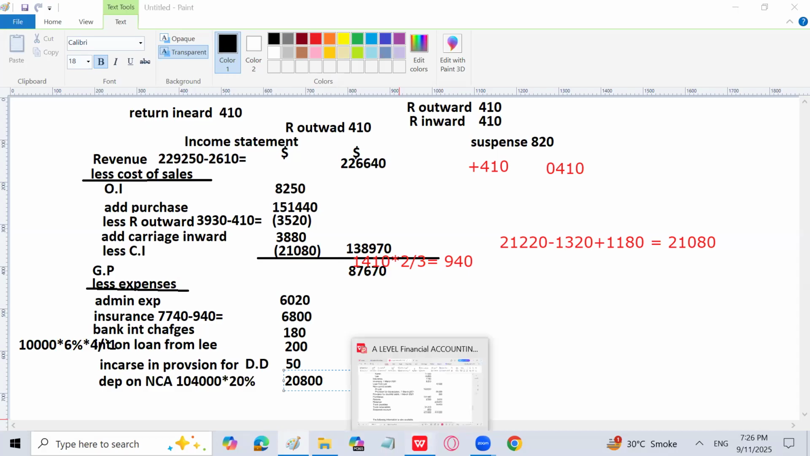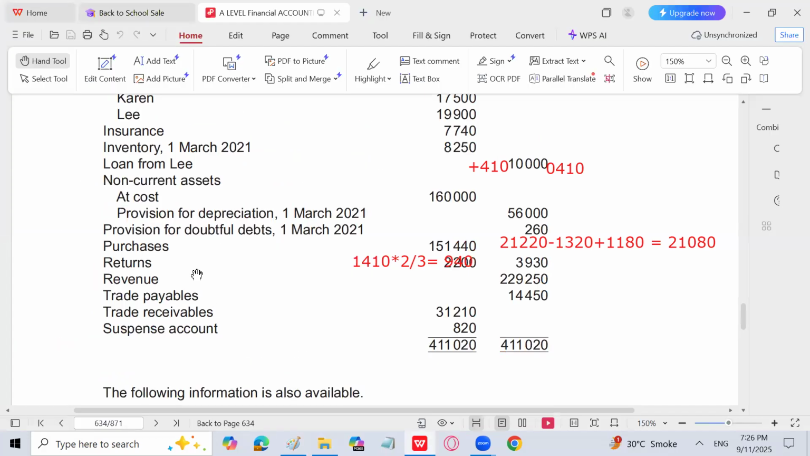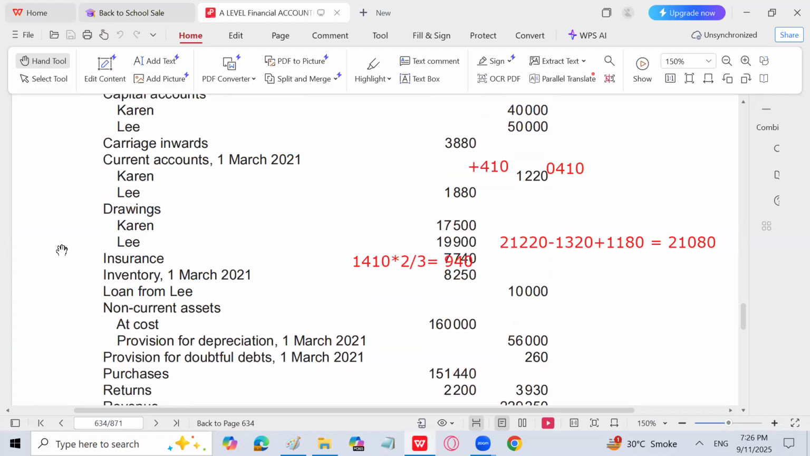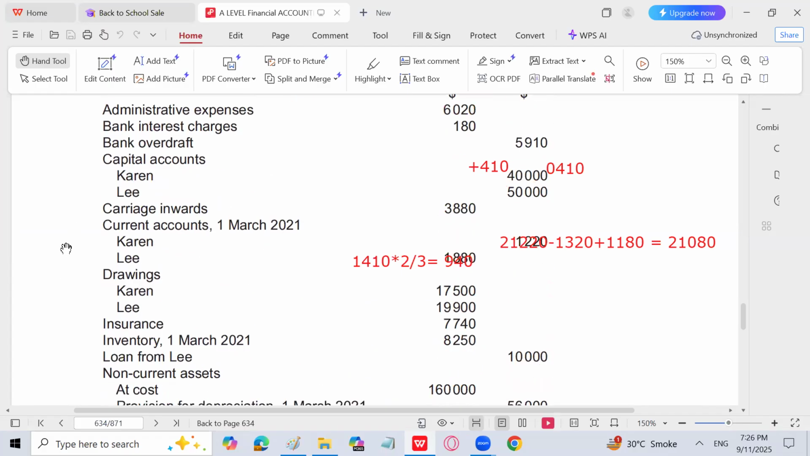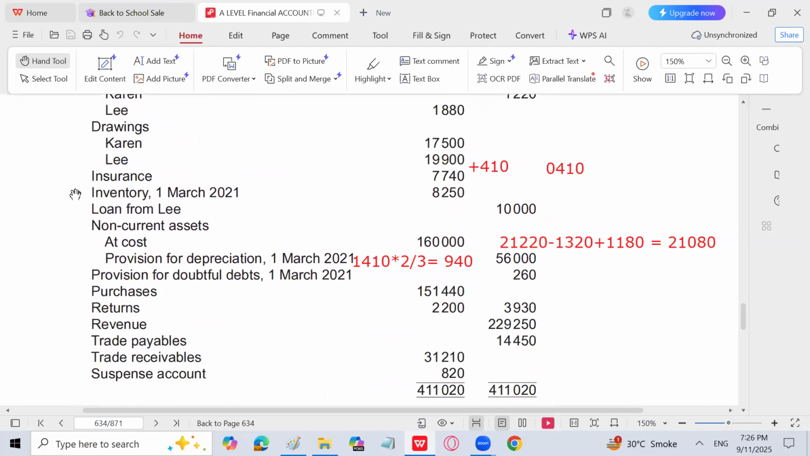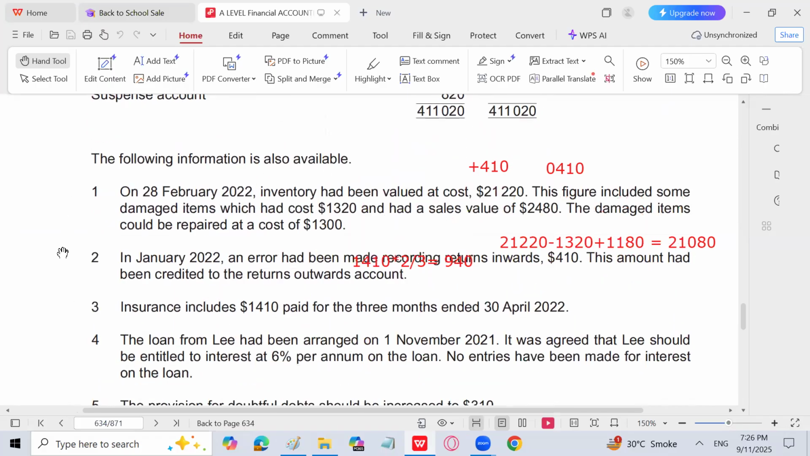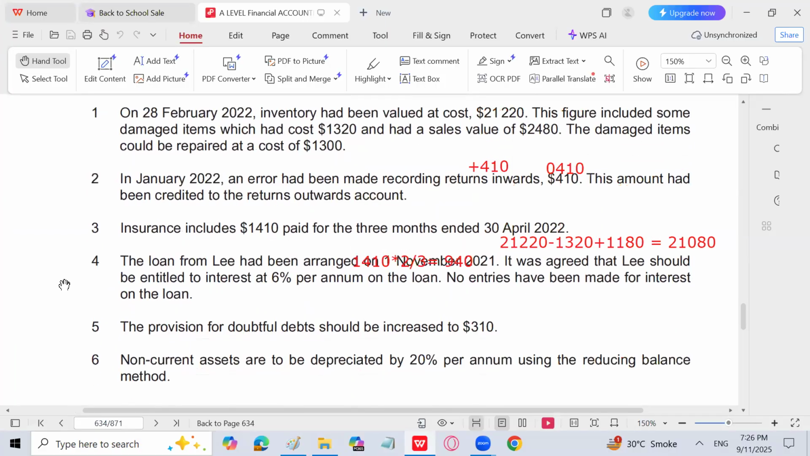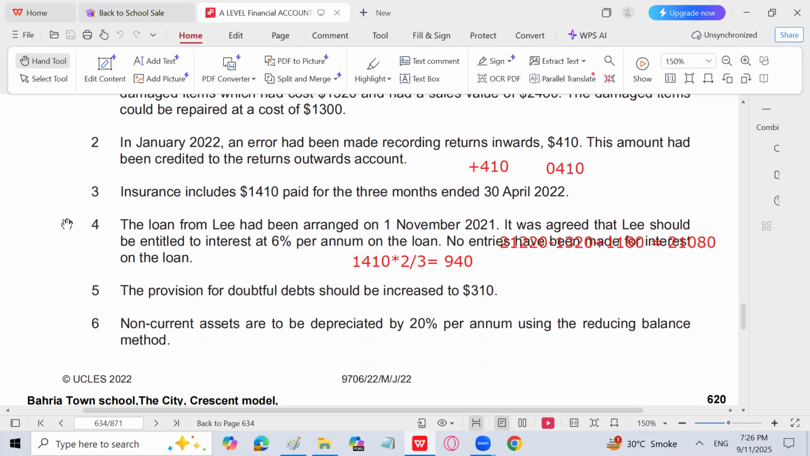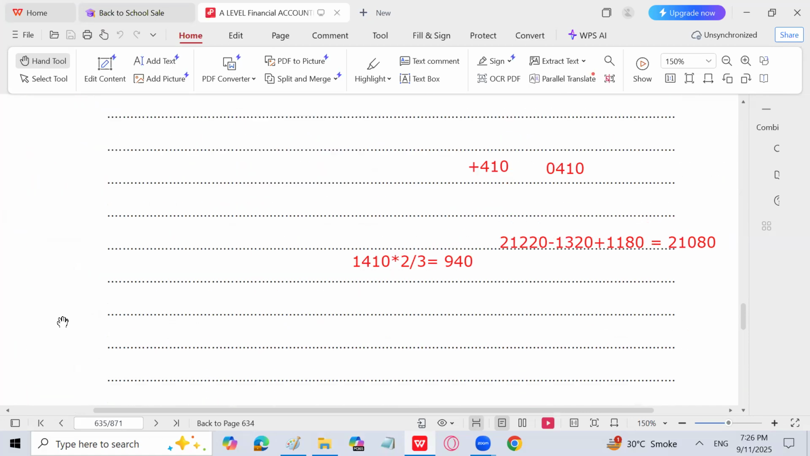Now let's move on to the next part. Is there any other expense which is supposed to be written in the entry? I didn't find any other expense which is given in the question. Yeah, bank overdraft is a current liability. It will not be recorded over here. Inventory, or error, we have already adjusted. Insurance we have taken, loan interest, provision for doubtful debt and non-current asset depreciation have already been charged.